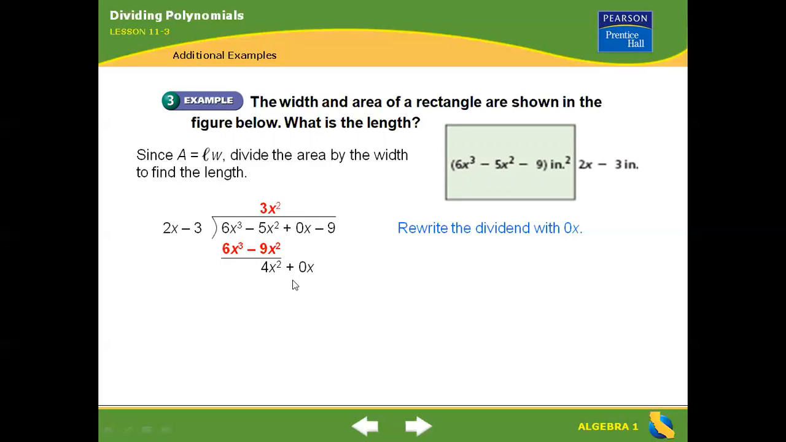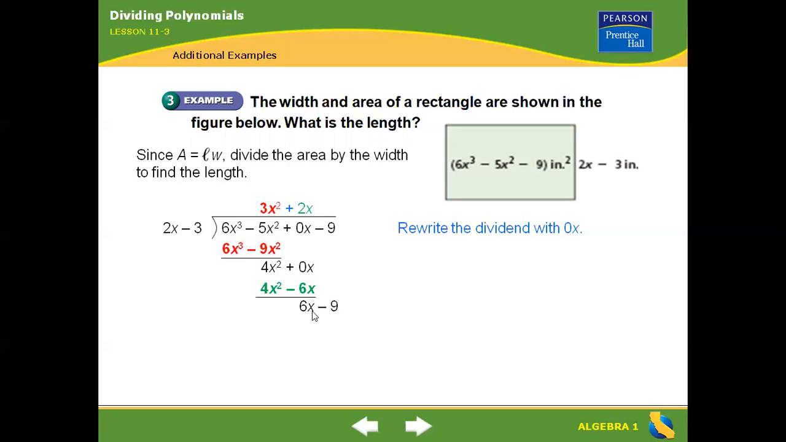So that is plus 0x and then minus 9. Divide the first term. 4x squared divided by 2x, that is 2x. Write that above with the same degree. And then multiply 2x times 2x, that is 4x squared, minus 6x. Then subtract now. This one would be 0. 0x minus the negative 6x, that would be positive 6x. Then bring down negative 9.